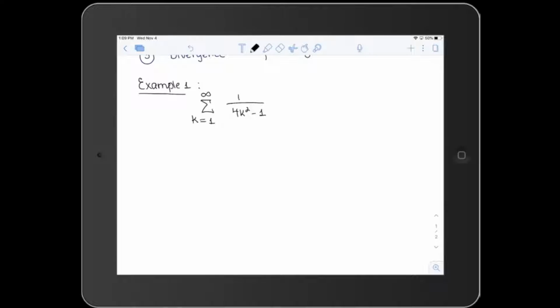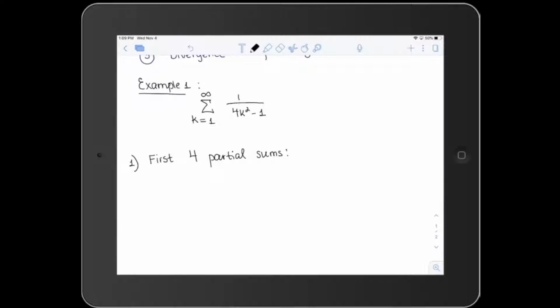Now, I have this series. We're going to break it down into several parts to analyze what's going on with it. The first thing we're going to do is look at the first 4 partial sums. Sometimes it's very helpful if you just write out a couple of terms of this infinite series just to see what's happening.